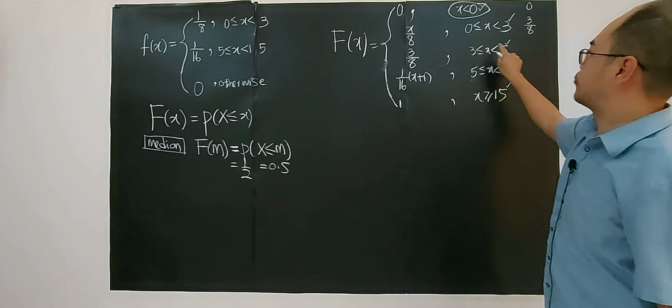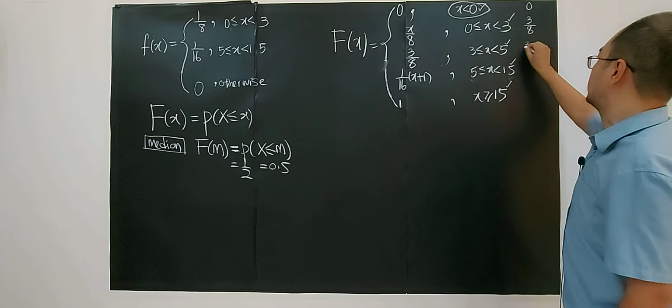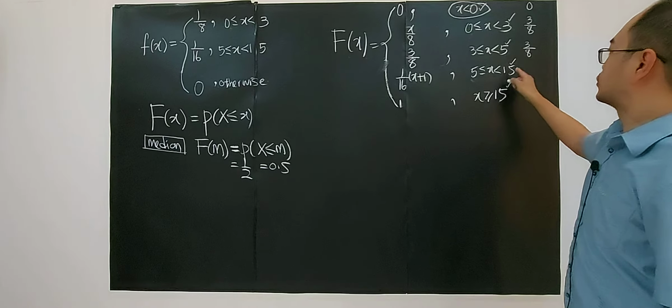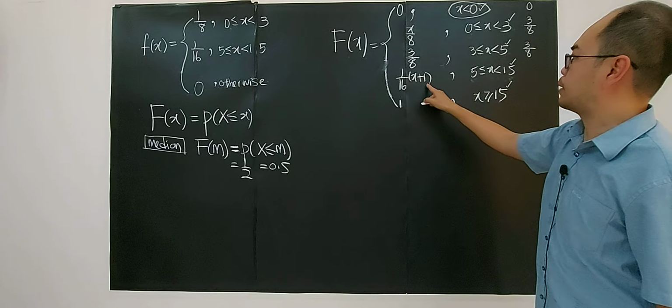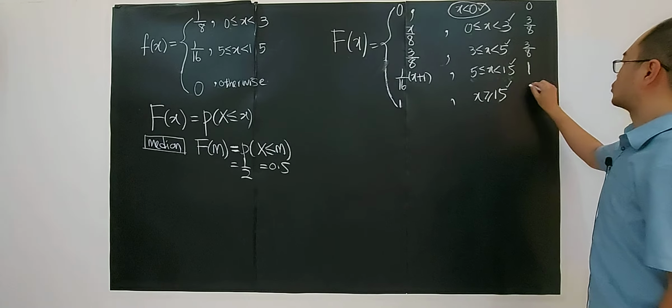For 5, this is independent of x. There is no x here, so it is still 3 over 8. Now I substitute 15 here: 15 plus 1 is 16, and you get 1. Definitely this is also 1.